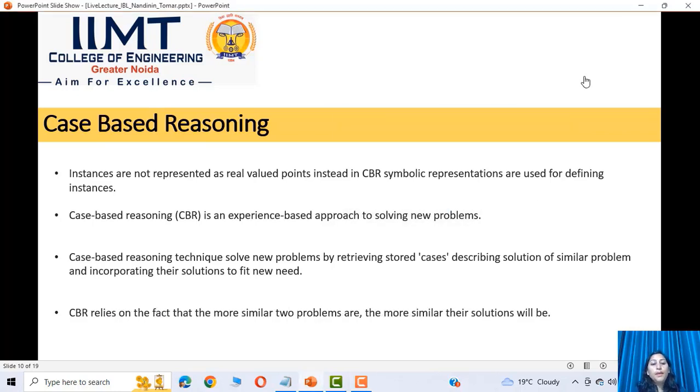So CBR relies on the fact that the more similar two problems are, the more similar their solutions will be. By following this fact, the CBR uses already saved cases to solve the new case.